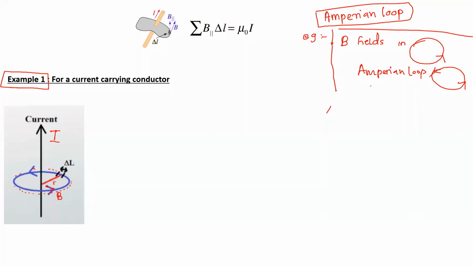Okay, so are you okay with this fact? If your B field is a circular thing, select a circular Amperian loop. It will make your life easy. Okay, so this is my Amperian loop, and the B field is also along that. Now I'm going to apply Ampere's equation. First I will write the equation before applying.